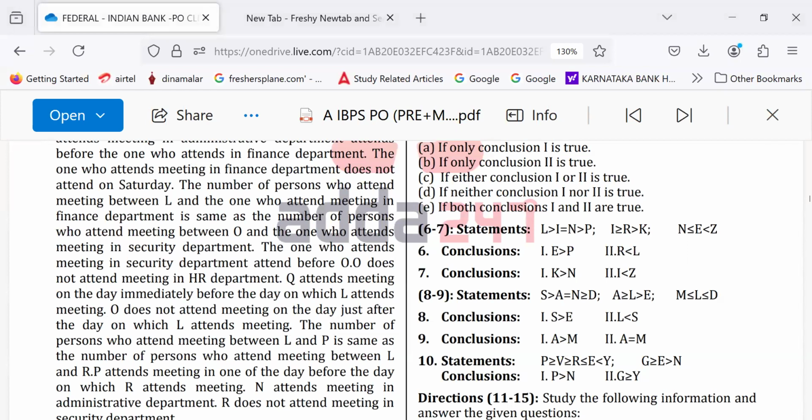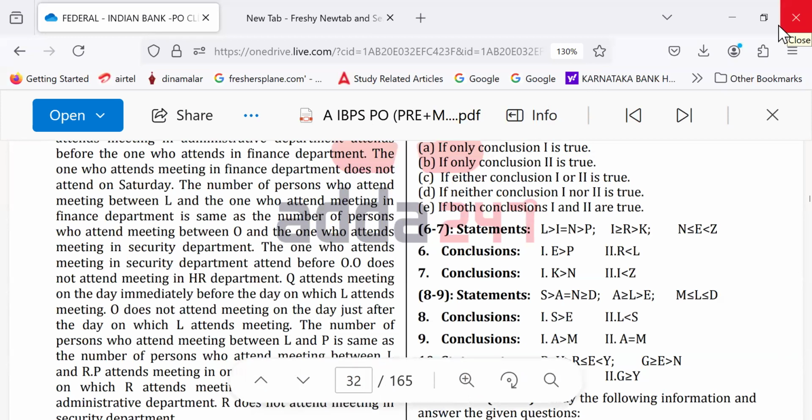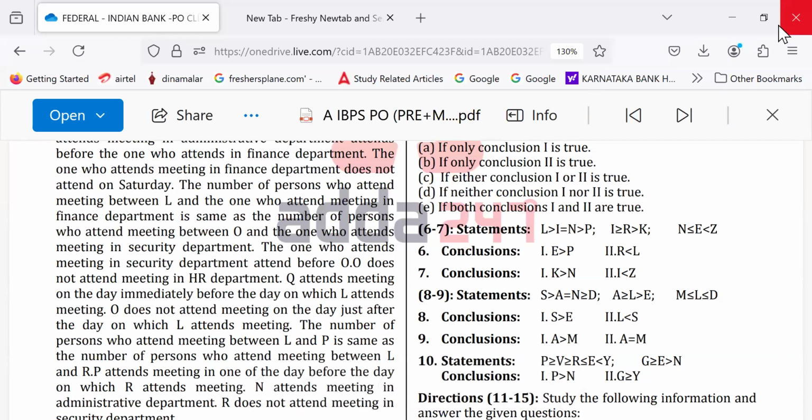What is the answer for question number 6? Option A. That is, conclusion 1 is true. Any other answer? Anybody able to get any other answer? Option A. Option E. Any other answer? Option E.